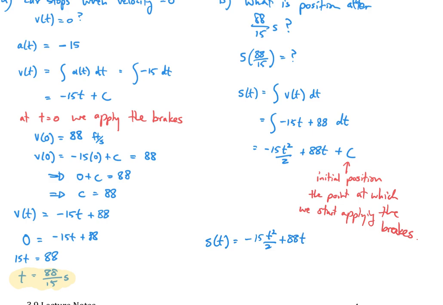And then the distance that I'm looking for is going to be s of 88 over 15, which is going to be negative 15 times 88 over 15 squared over 2, plus 88 times 88 over 15. And I'll let you pop that into your calculator at home. Just make sure that you include your units at the end. Our units for position are the same as our units for distance, which is a unit of length. In this case, it's going to be feet. So I'm going to highlight this. And that's it for this video, folks. Take care.